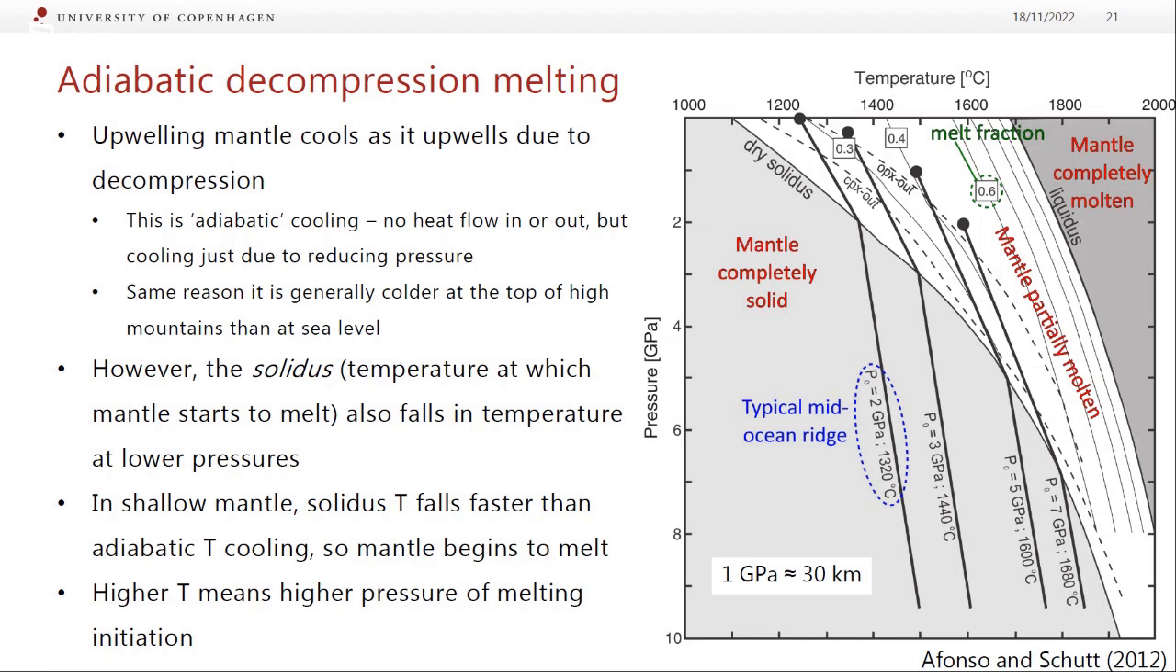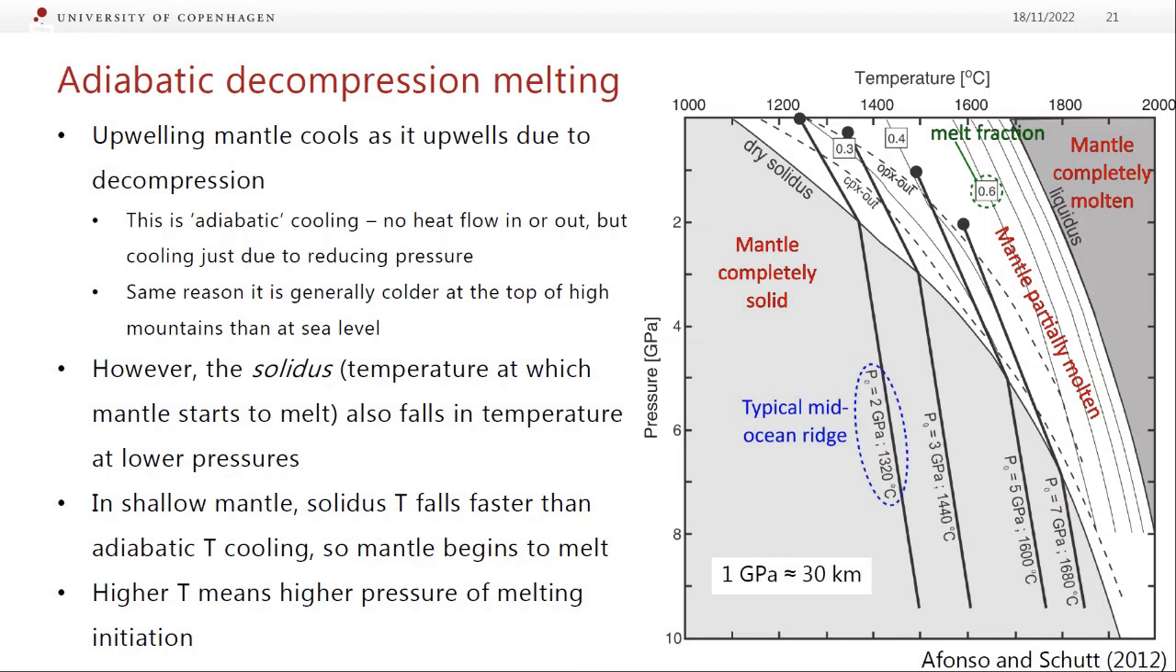Do you have anything else to say about this? Yeah. If we imagine that the mantle is at a higher temperature to begin with, then it would actually intercept the solidus at even higher pressure. And because it intersects the solidus deeper and it keeps rising, we actually get even higher degrees of melting.